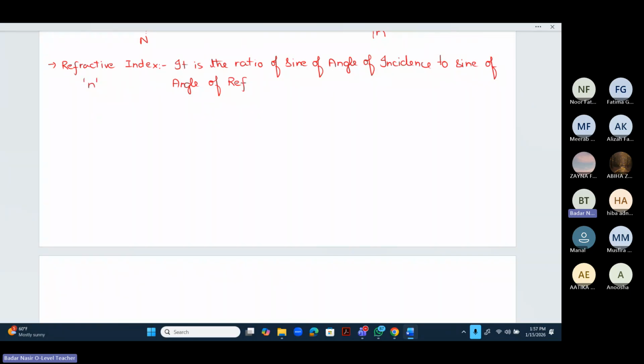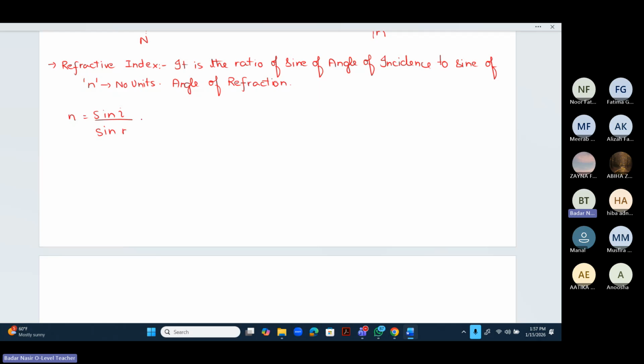We denote it with small n, and refractive index has no units. Okay? Now, based on this, what is the formula for the refractive index? It is sin I over sin R. Acha, now please remember one thing.